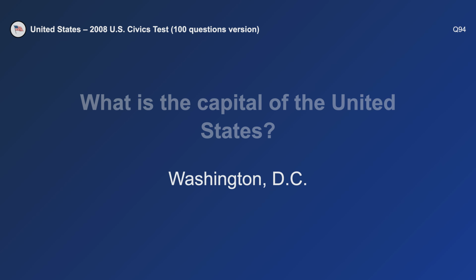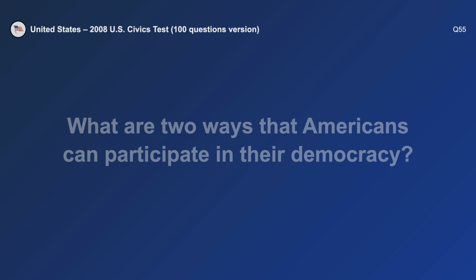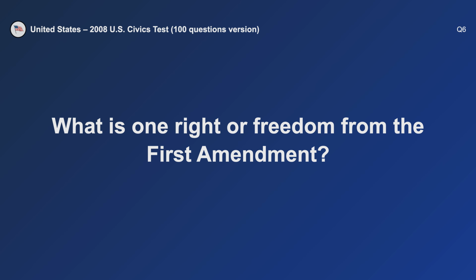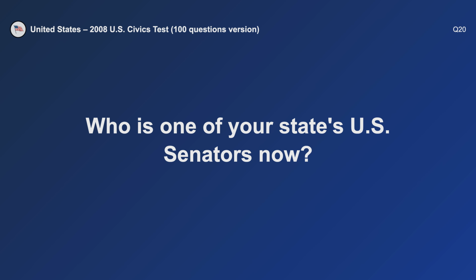Washington, D.C. What are 2 ways that Americans can participate in their democracy? Vote and run for office. What is one right or freedom from the First Amendment? Speech. Who is one of your state's U.S. senators now?